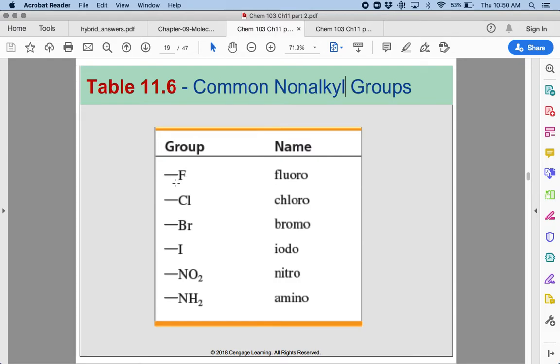So if we have a fluorine attached to the carbon chain, it would be a fluoro. This would be the prefix. A chlorine would be a chloro, a bromine would be a bromo, iodine would be iodo, an NO2 group is called a nitro group. An NH2 group is called an amino group.